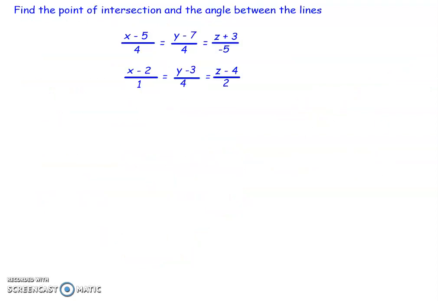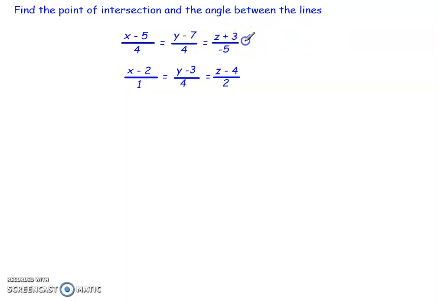So the second question, I wanted to find the point of intersection and the angle between the lines. So this time I've got that extra added part that I need to do, which is find the angle between the two lines. Now this question does imply that they're going to intersect, so first we have to start by proving that, then find the point of intersection, and then the angles. But none of the steps change for finding the point of intersection.